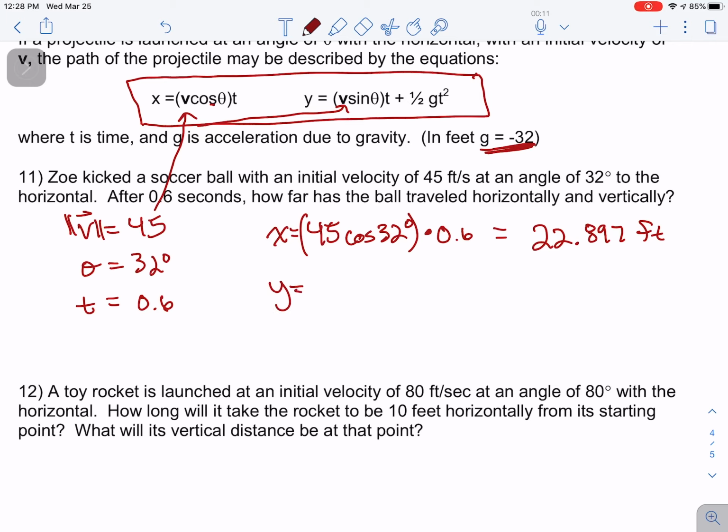And you do the same thing for y. You plug everything in. So again, the velocity is 45, sine of 32 degrees times 0.6 plus half of our gravity, which is pulling us down, 32, and then t squared, like that. And then you can plug that into your handy dandy calculator and get 8.547 feet.